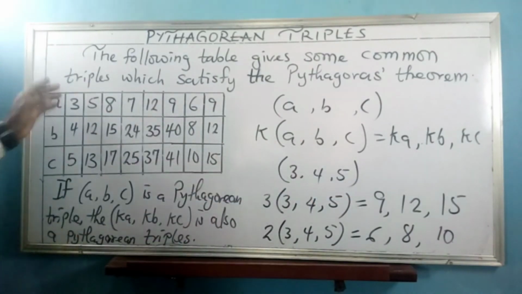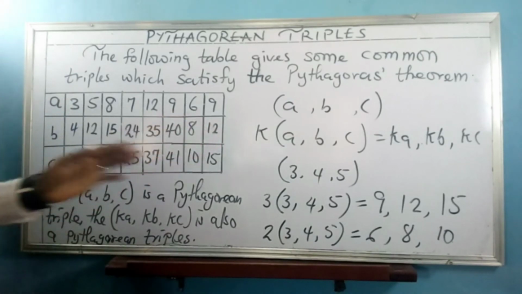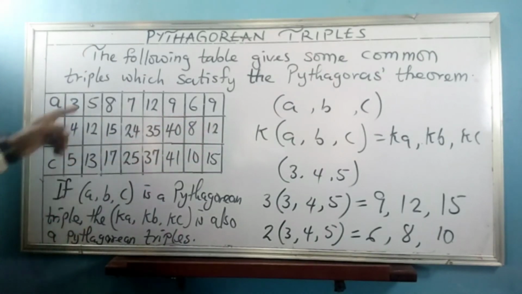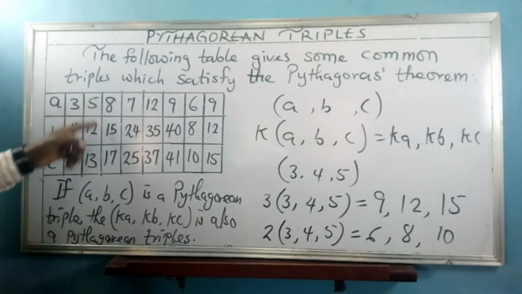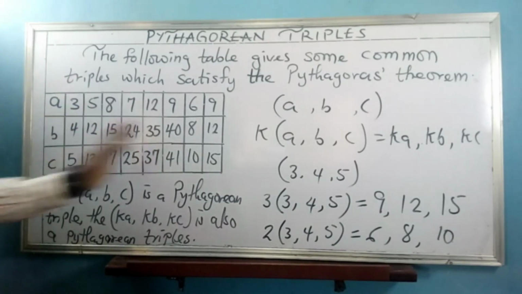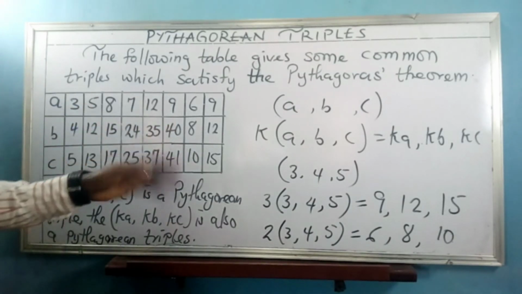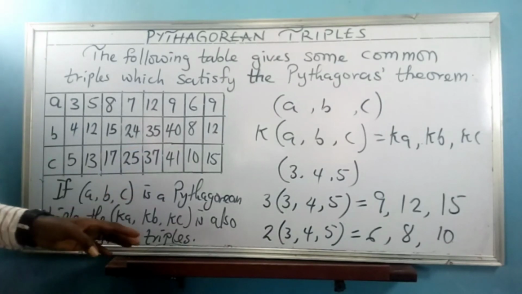So 3, 4, 5 multiplied by 4 across: 4 times 3, 4 times 4, 4 times 5. Whatever answer we get is still a Pythagorean triple. 5, 12, 13 multiplied by 2, 2, 2. Whatever answer we get from that is also a Pythagorean triple. Do we get that?